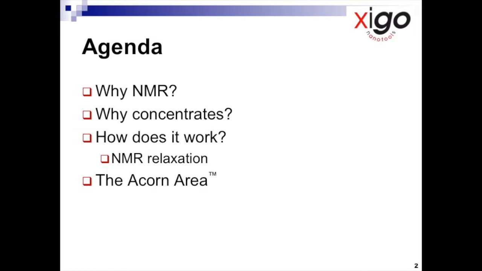Our agenda in this first talk, which is described as exploring surfaces with the Acorn area, we'll cover why we should use nuclear magnetic resonance, what the practical advantages are, why it is important to work with concentrates and the consequences of dilution, how NMR works, the relaxation method and its technique, and the utility of the measurement itself. And finally, we'll look at the Acorn area specific instruments, the instrument itself, and the various options that we have.